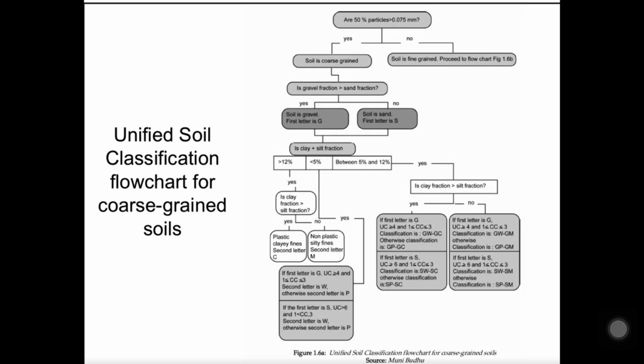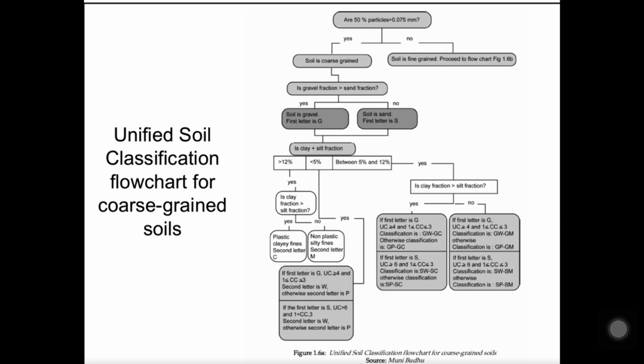Now we will discuss how coarse-grained soil is classified using the USCS. This system is essential in geotechnical engineering. Let's break down how the classification process works using this flow chart. The first step is to decide if the soil is coarse-grained or fine-grained. This depends on the size of the particles.